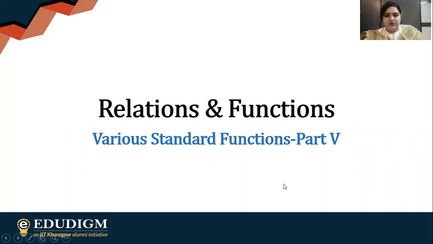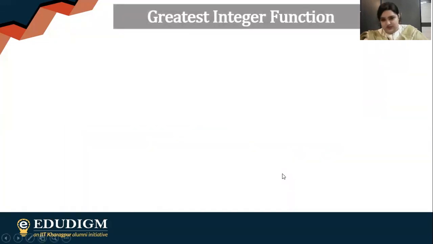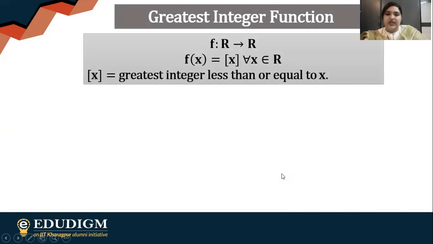So in this one, I'm going to talk to you about one special function known as the greatest integer function. What is the definition? f is from R to R. We write f(x) equals to [x]. So this is the third bracket that we are using. What does it represent? It represents the greatest integer less than or equal to x. If you look at the name again, you will clearly understand why we are having this kind of definition.